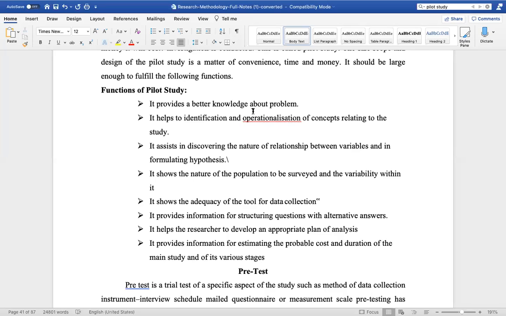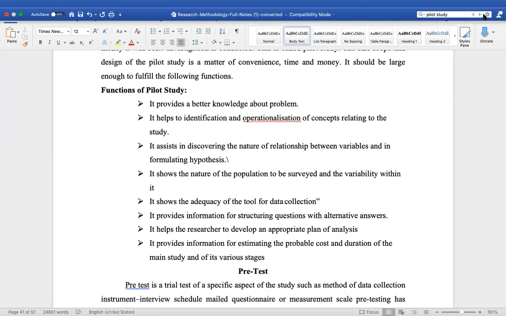But what else could be the reason? I got a better knowledge. It will help me identify and operationalize any concepts relating to the study. Safety was found out, right? I thought parents were not educated, so they were not serious. But I found out that safety in terms of what? Safety in terms of eve teasing and things like that.